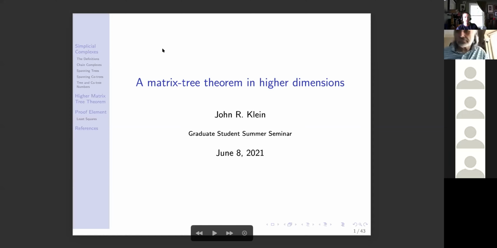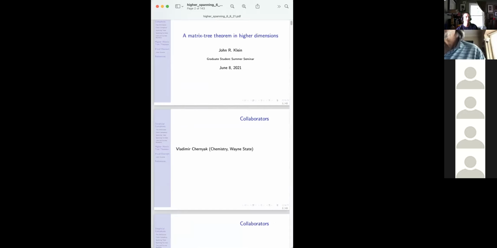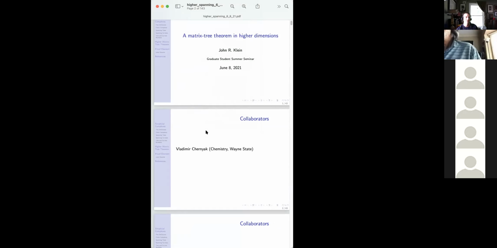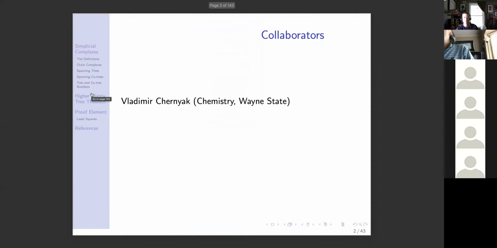Okay, so a matrix tree theorem in higher dimensions. And of course, I have to now reset my Zoom. It does not interface well with the preview on the Mac, I've decided.